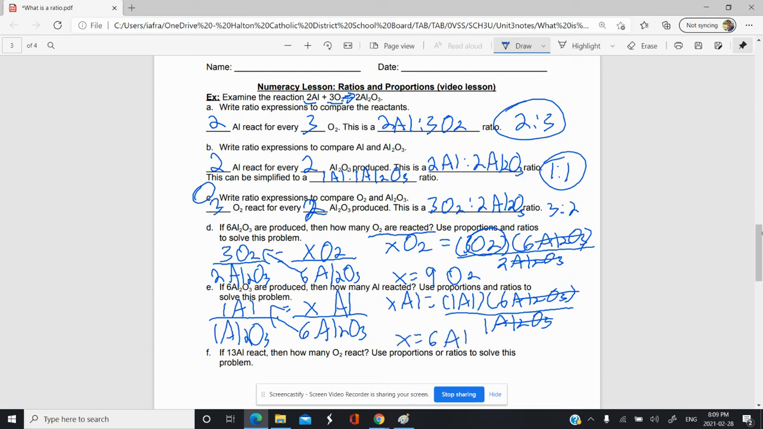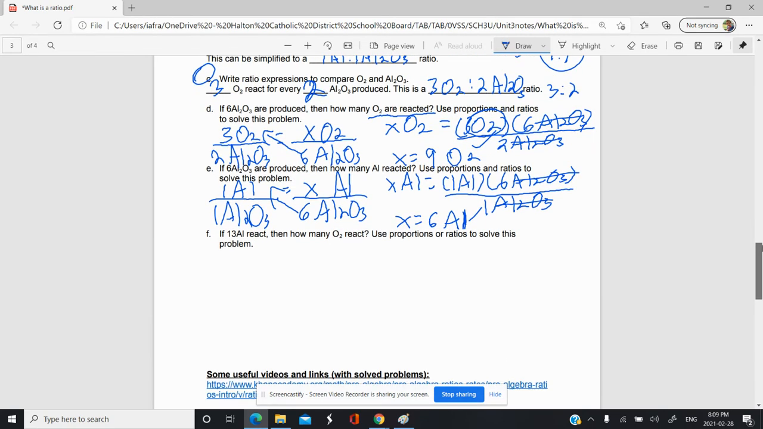6 aluminums. And that makes sense when you compare it to the oxygen as well up here, right? That's still a 2 to 3 ratio between the aluminum and the oxygen when you reduce it. So it looks like our recipe is working out.